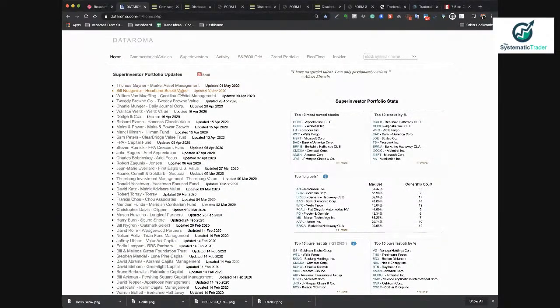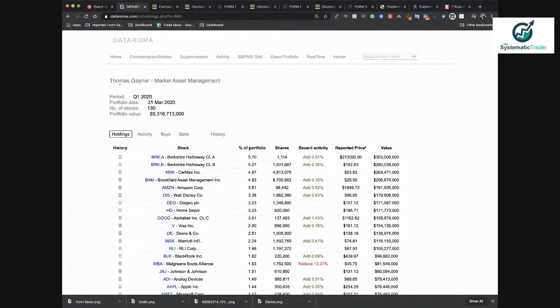So over here are the portfolio updates. These are the latest updates from people who are all super investors. They are all fund managers who handle billions of dollars. So these are the updates of their funds. Let's go into the first one and click in, and you can see Thomas Gayner, Markel Asset Management, handling a portfolio of only $5 billion, only.